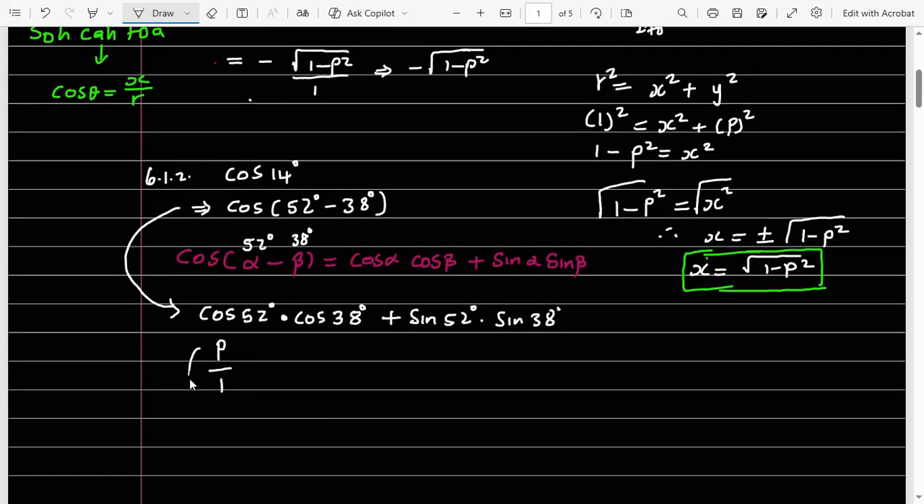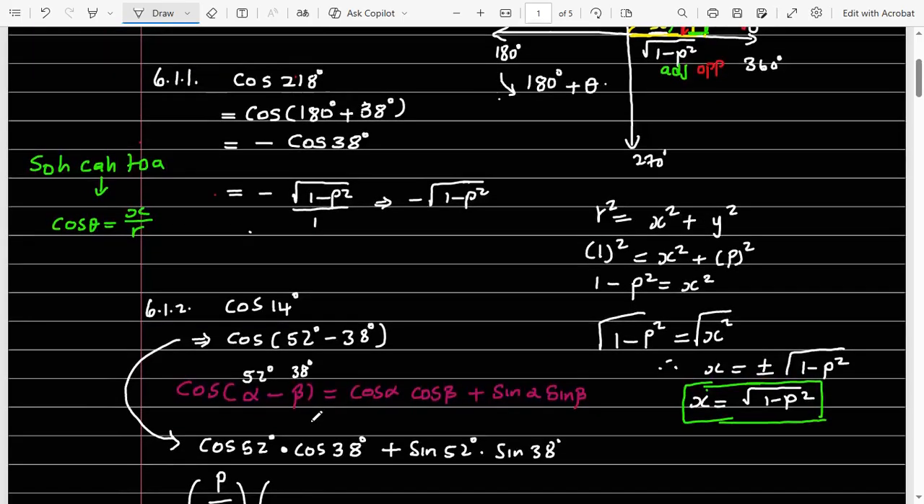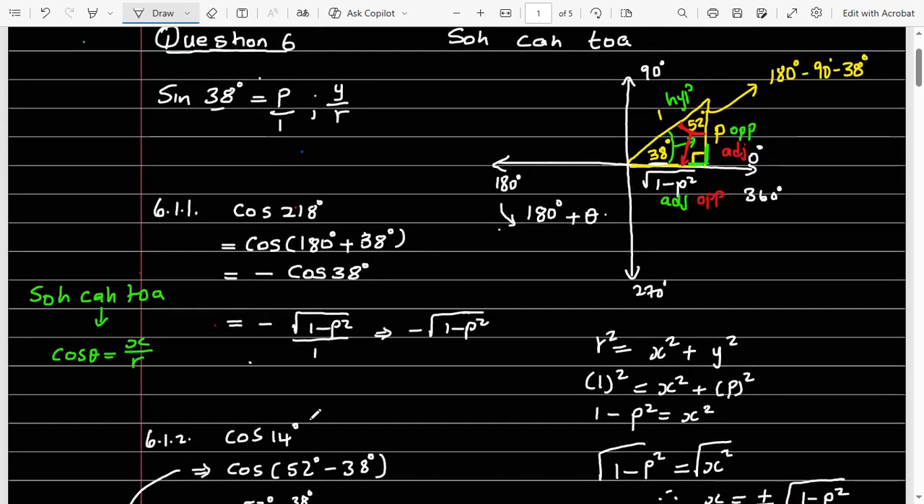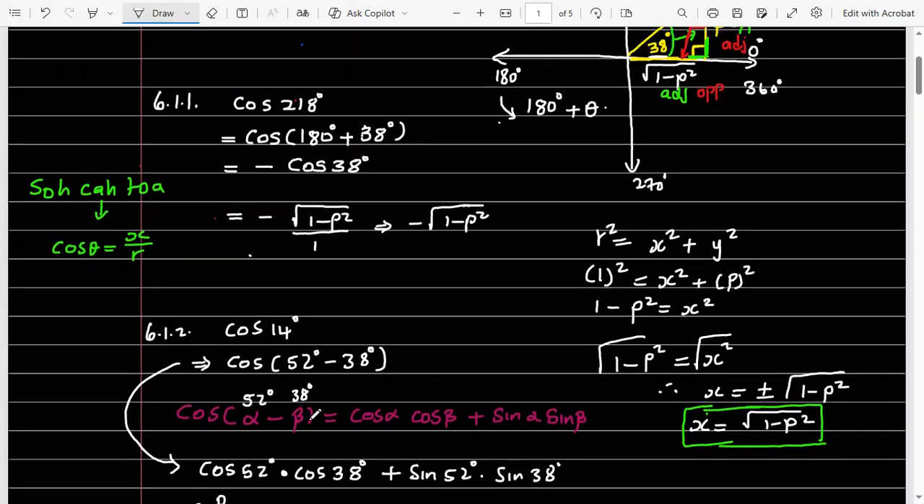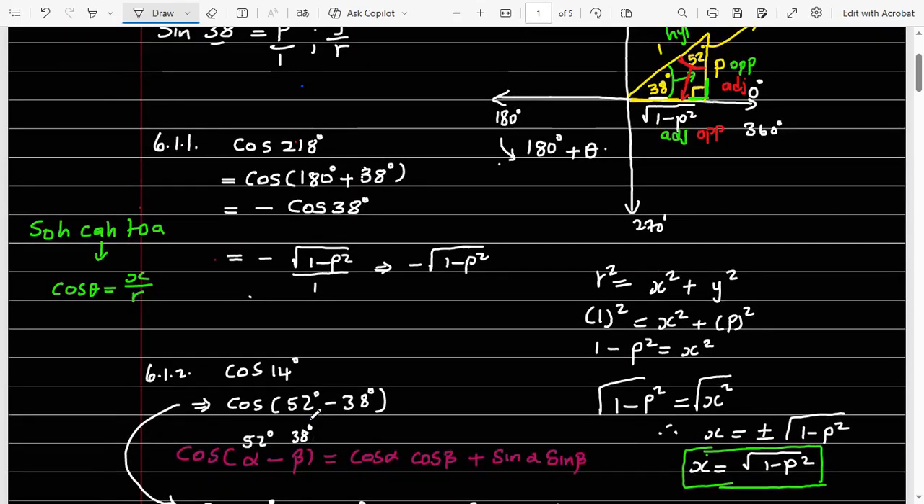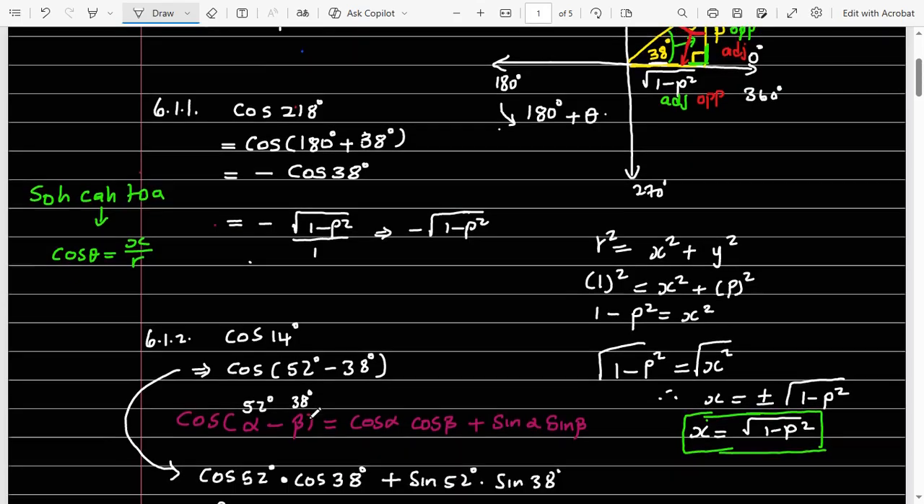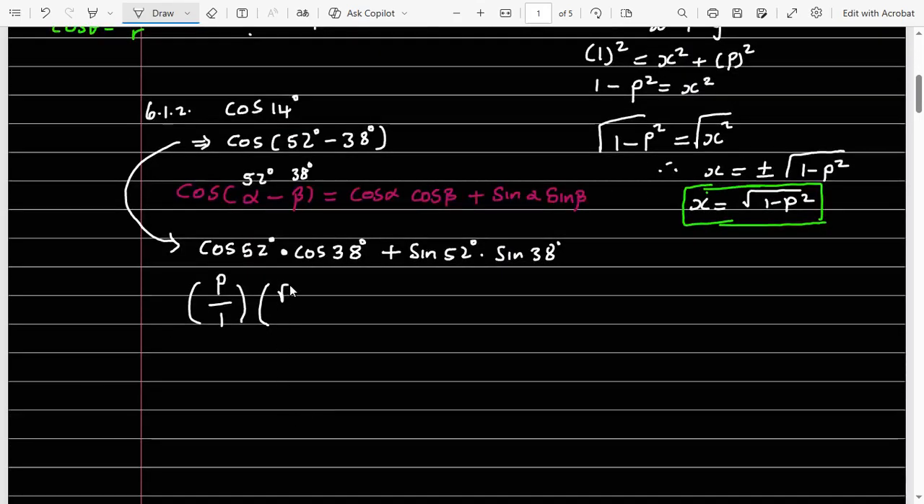I'm very sorry, guys, for going up and down. And then this is multiplied by the cos 38. Remember, 38 is when we are using the angle 38, and my opposite is the green one. Okay, so the green one, 38, this will be the cos of 38, which is adjacent. The adjacent, the green adjacent, it will be root of 1 minus p squared over 1, which is r. I hope you guys are following that. So this will be the root of 1 minus p squared over r.